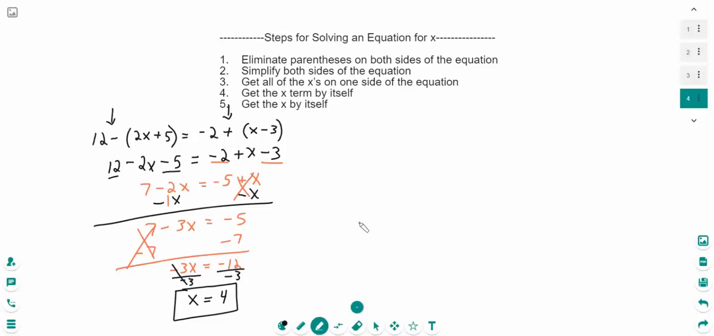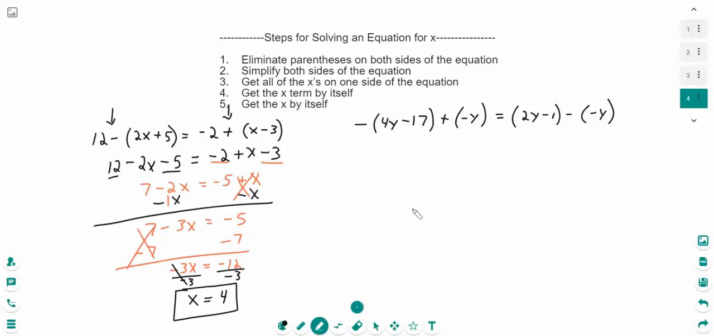Should be pretty straightforward. Actually, you know what? Let's do one more. One more that maybe is a shade more complicated, just to make sure that you've got a handle on this. So let's do a negative 4y minus 17 plus a negative y. Okay.